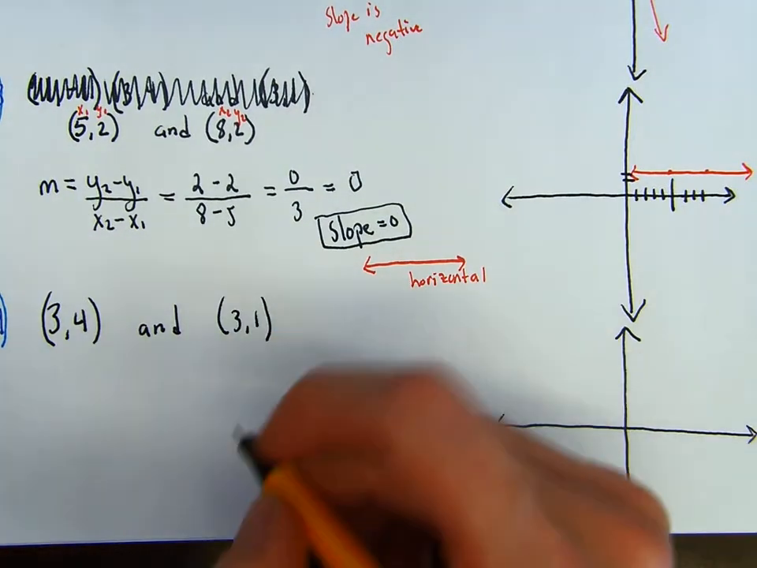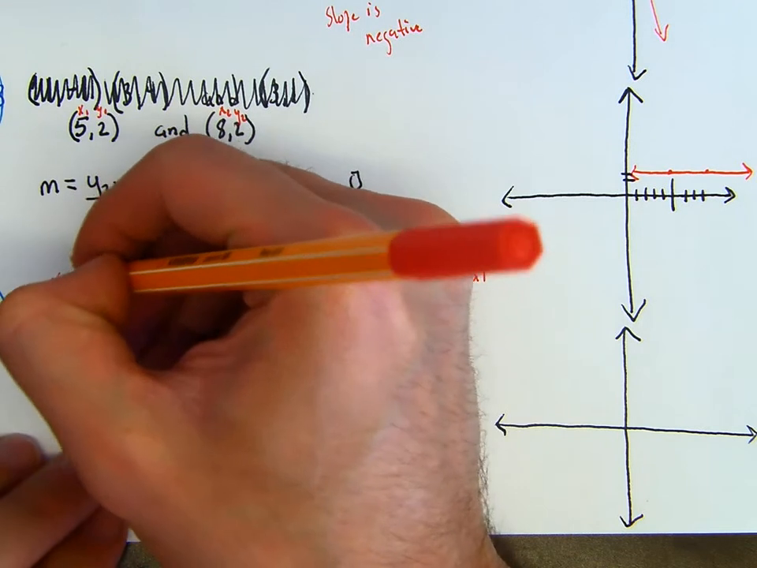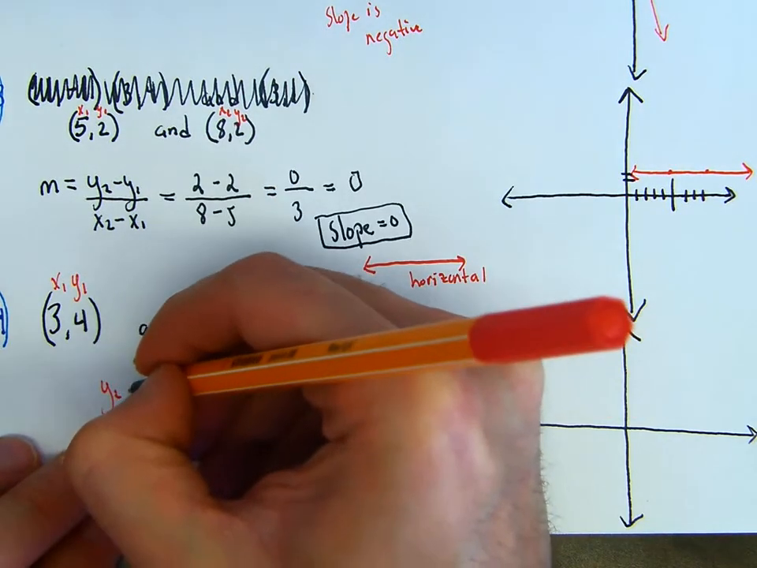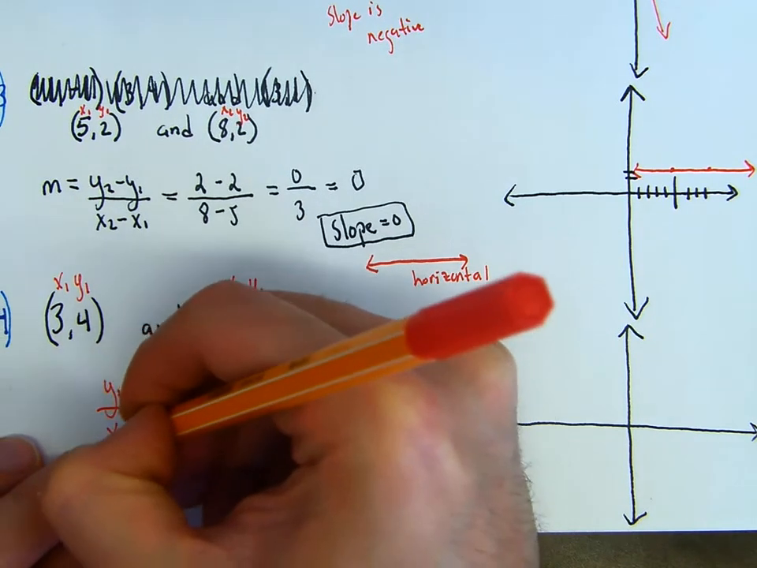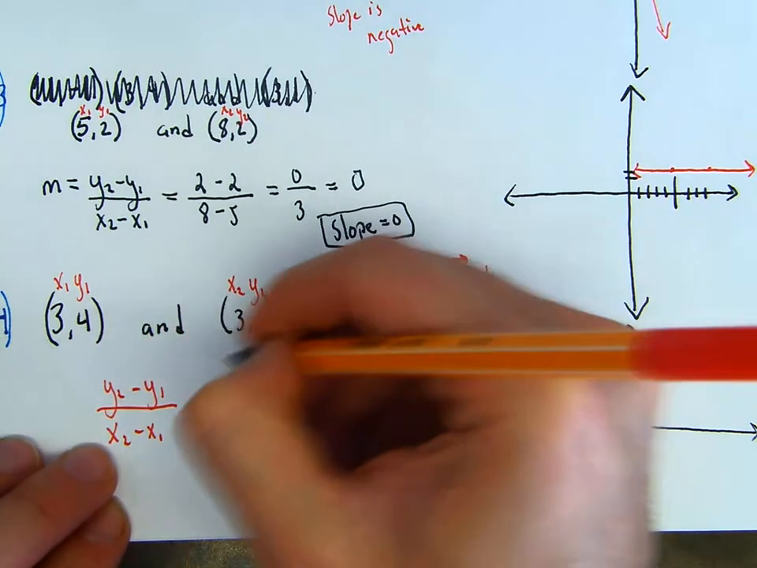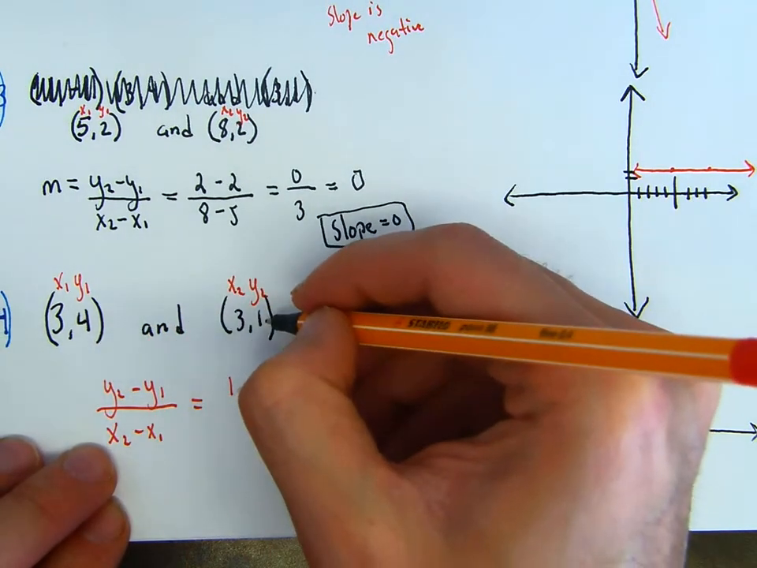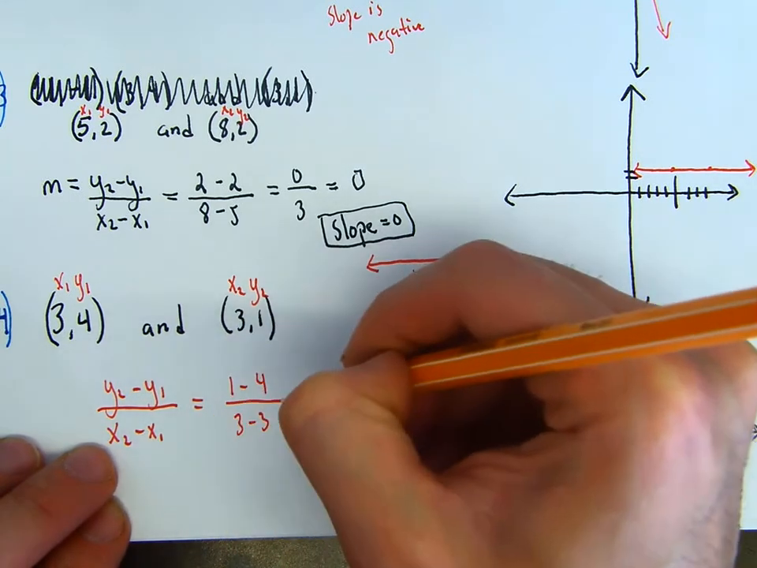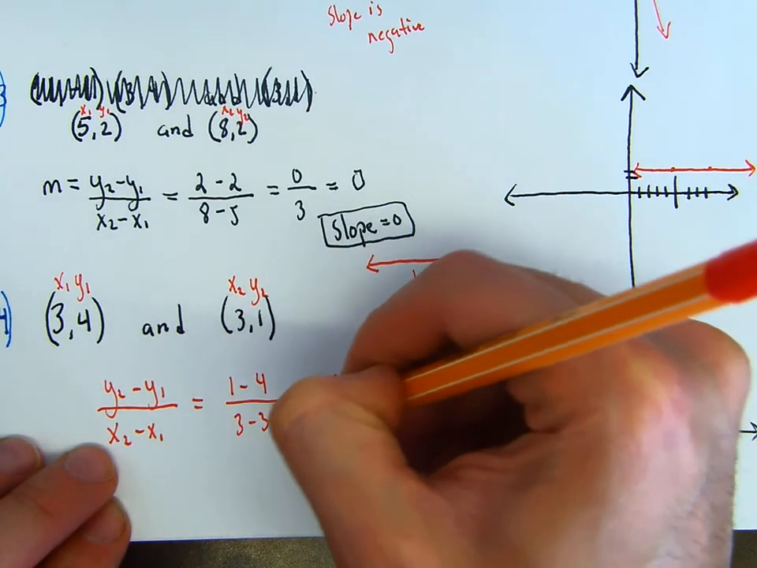Let's take a look at this example. So this should be 1 minus 4 over 3 minus 3. So this is negative 3 over 0.